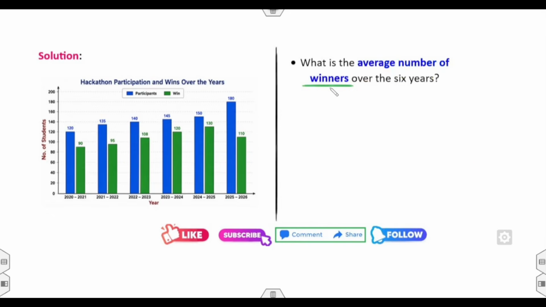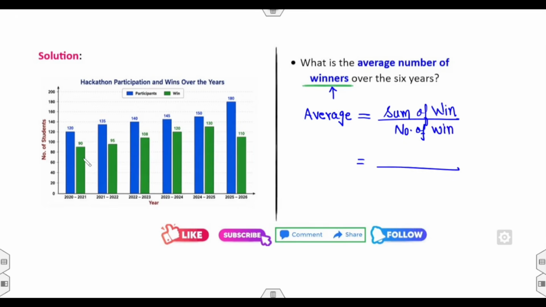What is the average number of winners? So how can you calculate the average? All of us know that. What is the average? Sum of the winners, the sum divided by n, divided by the number of winners. So what is the number of winners? How many winners are there? How many green colors do you have? 3, 4, 5, 6. And what is the sum of the winners?